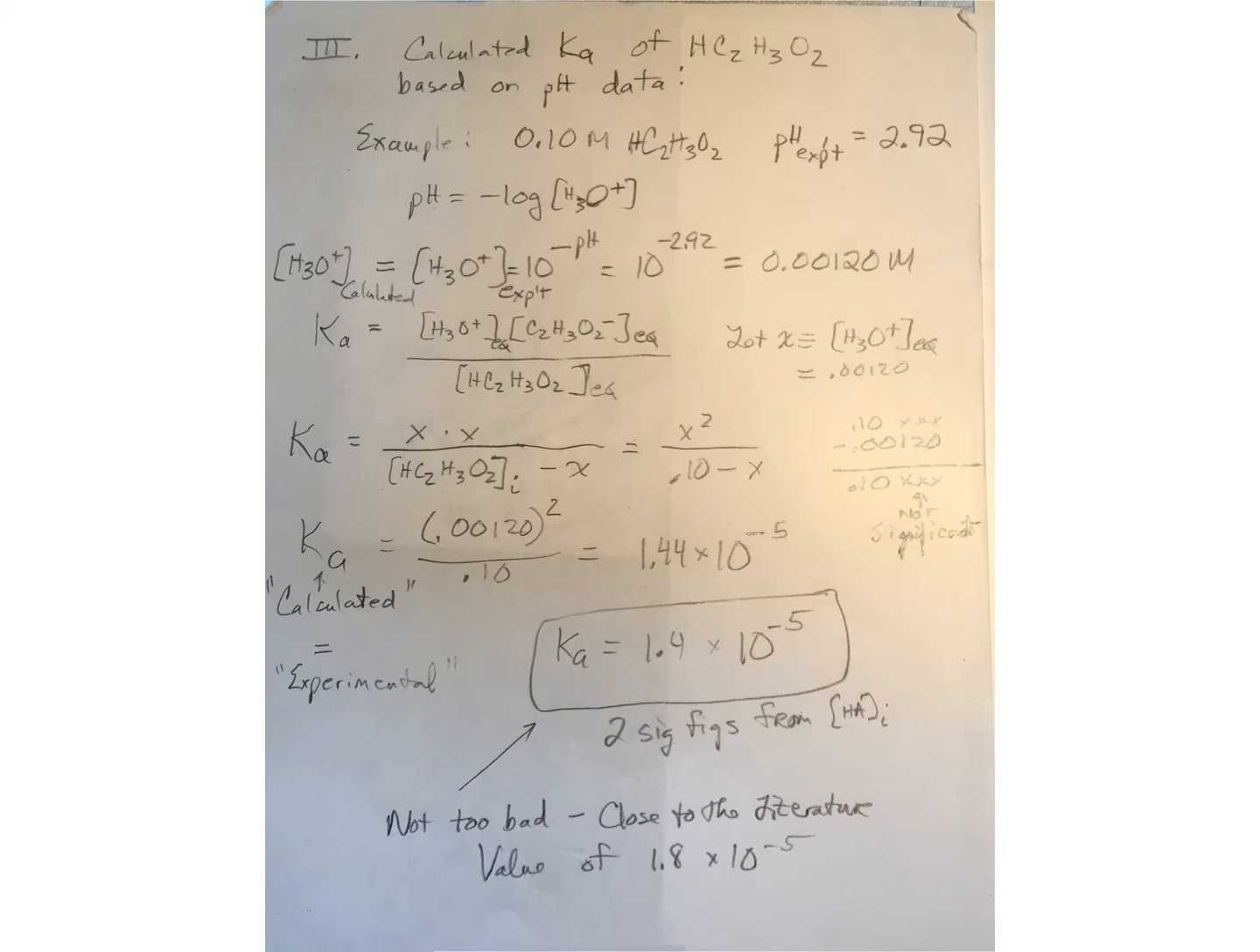So we get Ka calculated, which means experimental, is this number. Now, because the initial concentration here only has two significant figures, I would round that off. So the experimental or calculated Ka I get is 1.4 times 10 to the minus 5. And you can see that's not too bad. It's pretty close to the literature value. Are you guys with me? So in this data table, calculated is used very clunky. It's used as calculated from the experimental data.